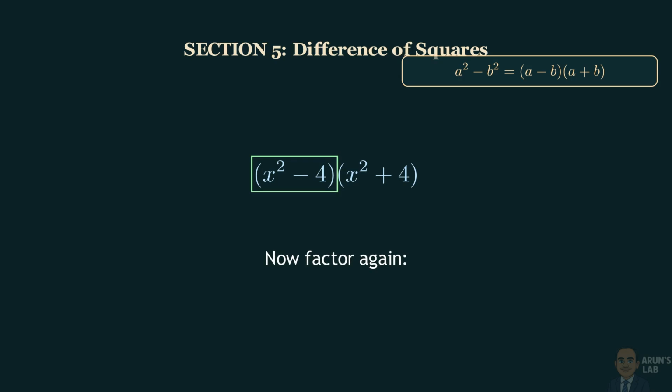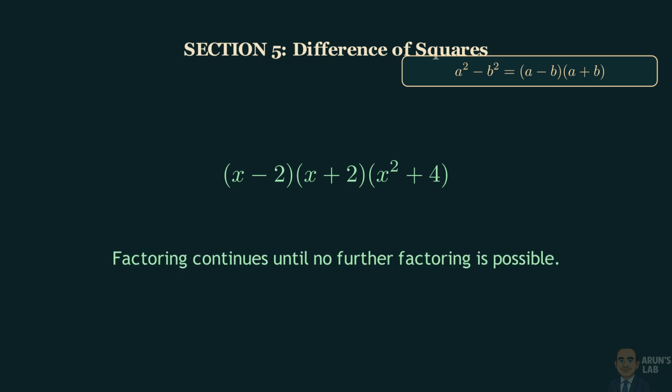Now we can again factor x^2 - 4 using the difference of squares, because x^2 - 4 is 2^2. So we factor again. We get (x - 2)(x + 2)(x^2 + 4). For x^2 + 4, we cannot apply the difference of squares there, because it's not a difference. It's x^2 plus 4. So this is the maximum factoring we can do. Factoring continues until no further factoring is possible. Here no further factoring is possible. So this is the final factored form.